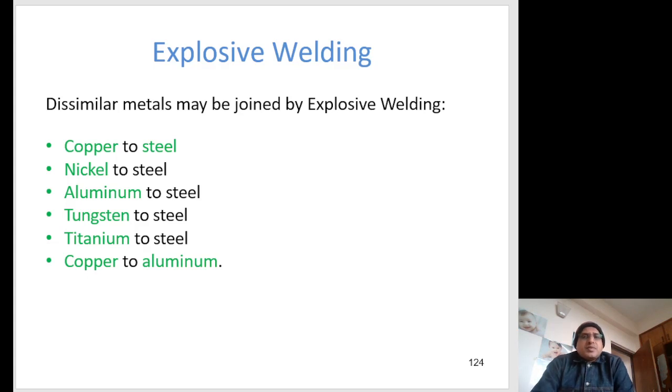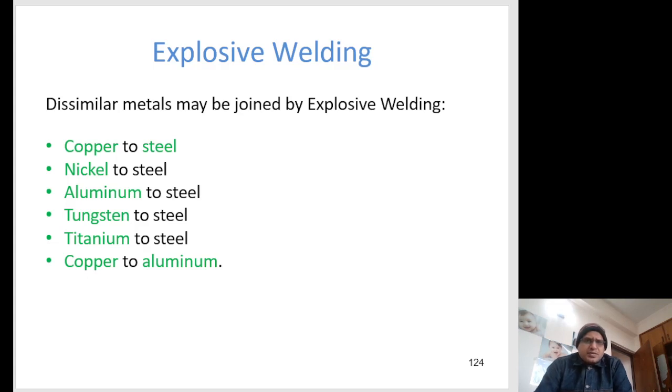Therefore, why explosive welding? Because it is a solid state welding process. The process is completed in a fraction of a second, approximately within 50 microseconds. So it is a very fast process and there is no time to melt the material. So it is solid state welding, and therefore it maintains the properties of the parent materials and parent metals. So it is used to join dissimilar metals and dissimilar alloys.